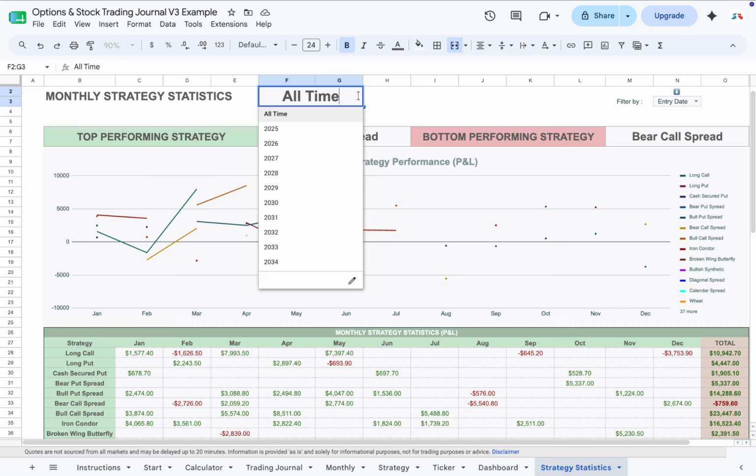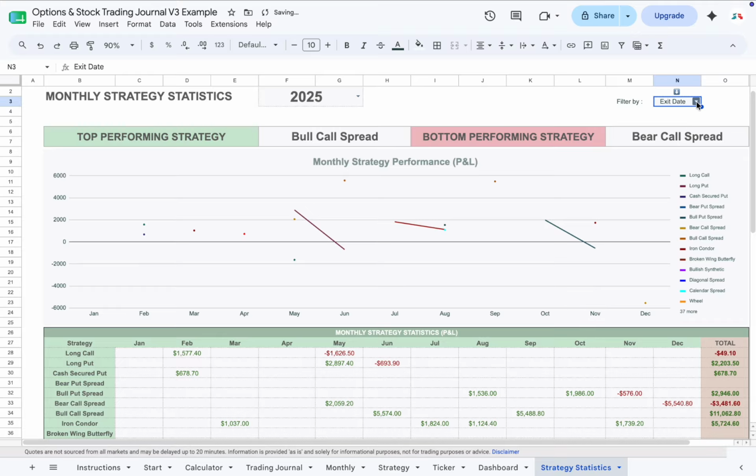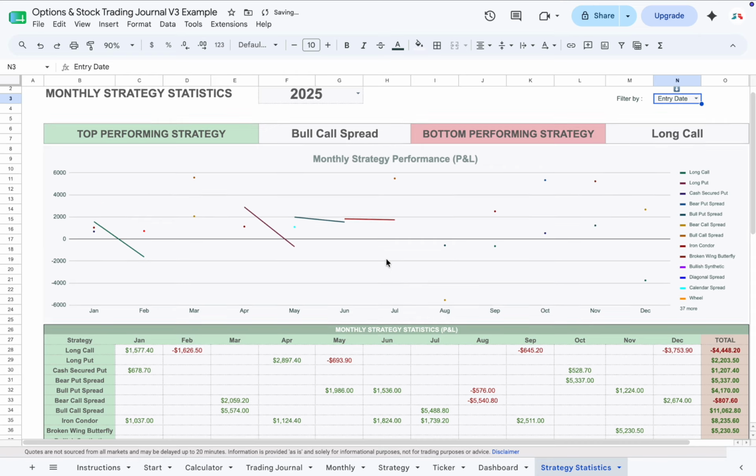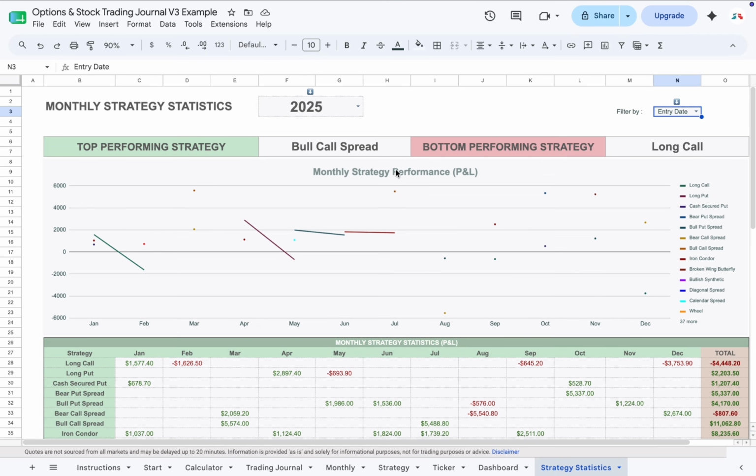Start by selecting either a specific year or all time, then choose whether you want to analyze performance based on entry date or exit date. The monthly strategy metrics display the profit or loss generated by each strategy for every month of the year. This makes it easy to identify which strategies are performing consistently and which ones are struggling. The performance highlight section automatically identifies your best performing and worst performing strategies for the selected period.